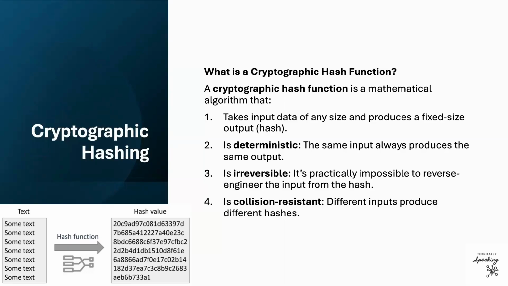A cryptographic hash function is a mathematical algorithm that takes input data of any size and produces a fixed-size output, a hash. It is deterministic: the same input always produces the same output. It is irreversible: it's practically impossible to reverse engineer the input from the hash. And it is collision resistant: different inputs produce different hashes.